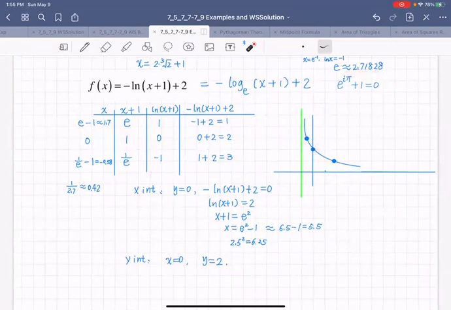So the first point you have is 1.7, 1, 0, 2, negative 0.58, 3. So you got 3 points, and you want to make sure you have the correct asymptote. You make this equal 0, x equals -1. That's the asymptote. And then you go like that. That's how we draw the graph here.